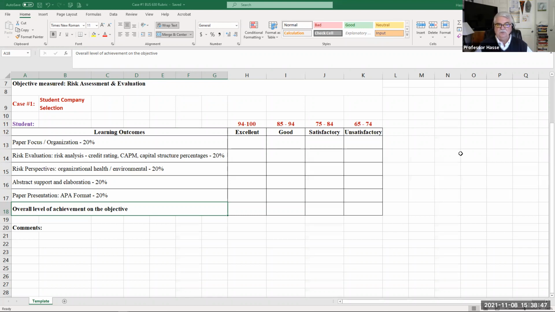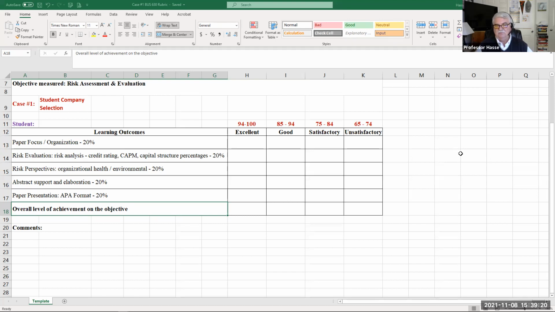The risk evaluation, your analysis of the credit rating, capital asset pricing model, capital structure percentages, credit rating, that's 20%. The risk perspectives, organizational health and environmental, 20%. The abstract support and elaboration, your references, your use of data, how you prepare and how you show your interpretation, 20%. And your presentation, no typos, clarity, easy to read, easy to track. Your APA format presentation is worth 20.